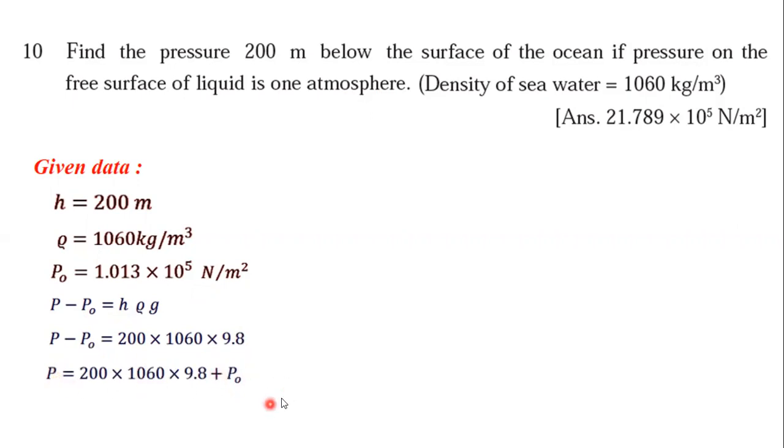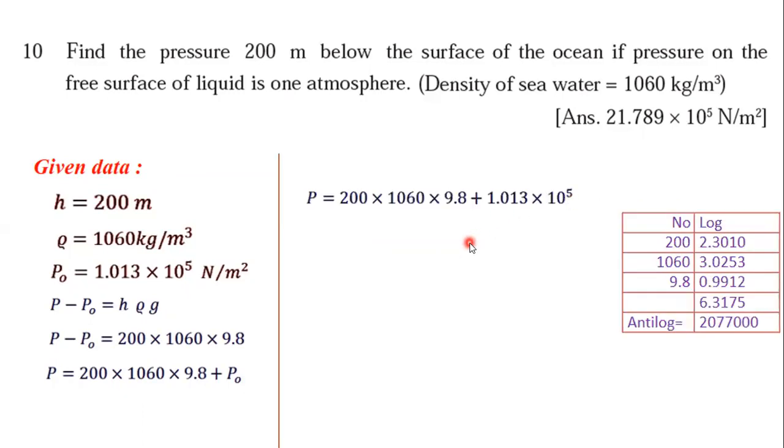So here we substitute it. After substitution, we have to do the calculation. So this is P0. Here, this is a log calculation of 200 multiplied by 1060 into 9.8. And by that, we get the answer 2077700. So we write this number in the form of 10 raised to 5, because here 10 raised to 5 is there.